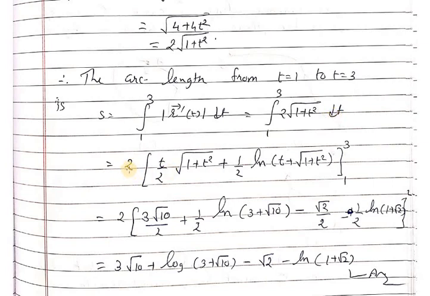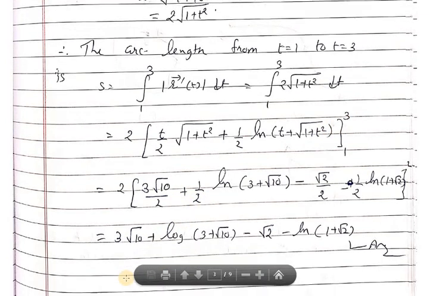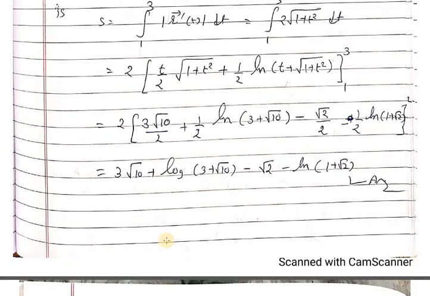So that will give you 2 common out, integration of under root of a square plus x square is x upon 2, that means t by 2 under root 1 plus t square plus a square by 2, but a is 1, so it is 1 by 2 log of t plus under root of 1 plus t square. Substituting limits and simplifying, that will give you answer 3 root 10 plus log of 3 plus root 10 minus root 2 minus log of 1 plus root 2.